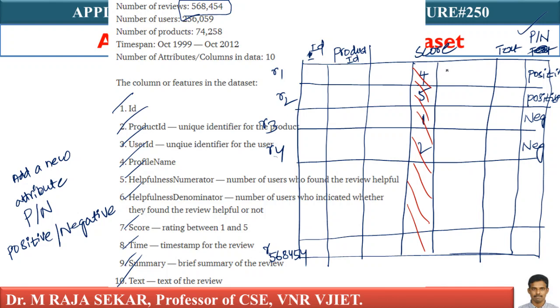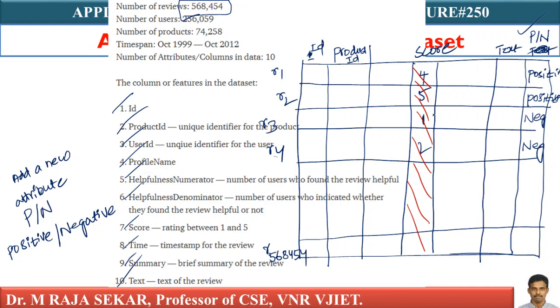If there is a 4 or 5 score, I am keeping positive. If there is score 1 or 2, I am keeping negative. It is simple and straightforward. But you have to remove the score column from our data set. Because if you have the score column, determining whether a review is positive or negative is trivial. You have to write an if-else condition, and there is no machine learning at all.